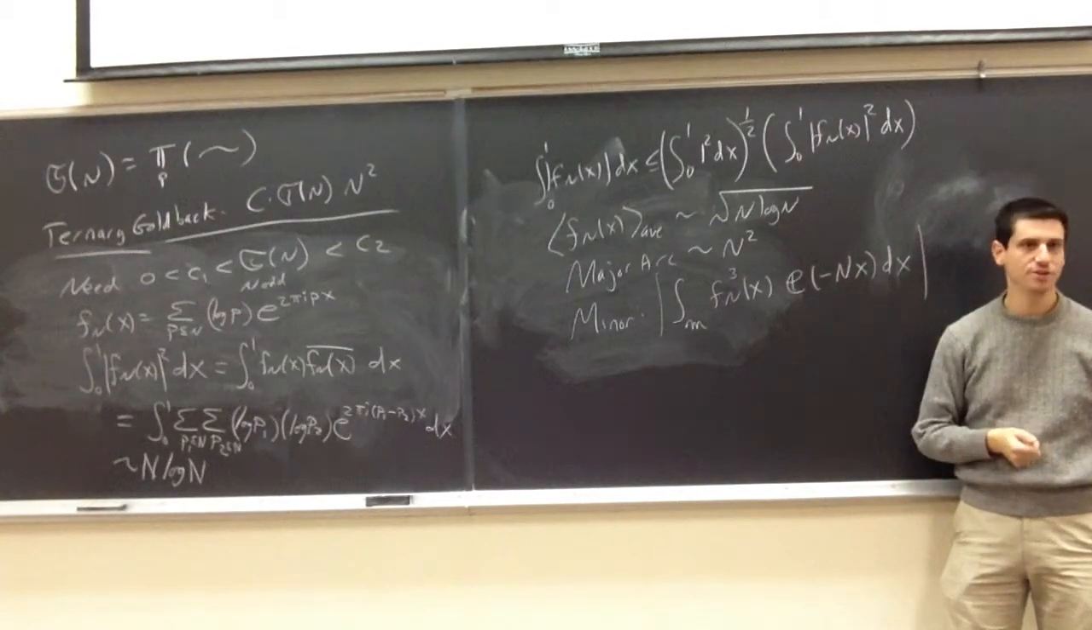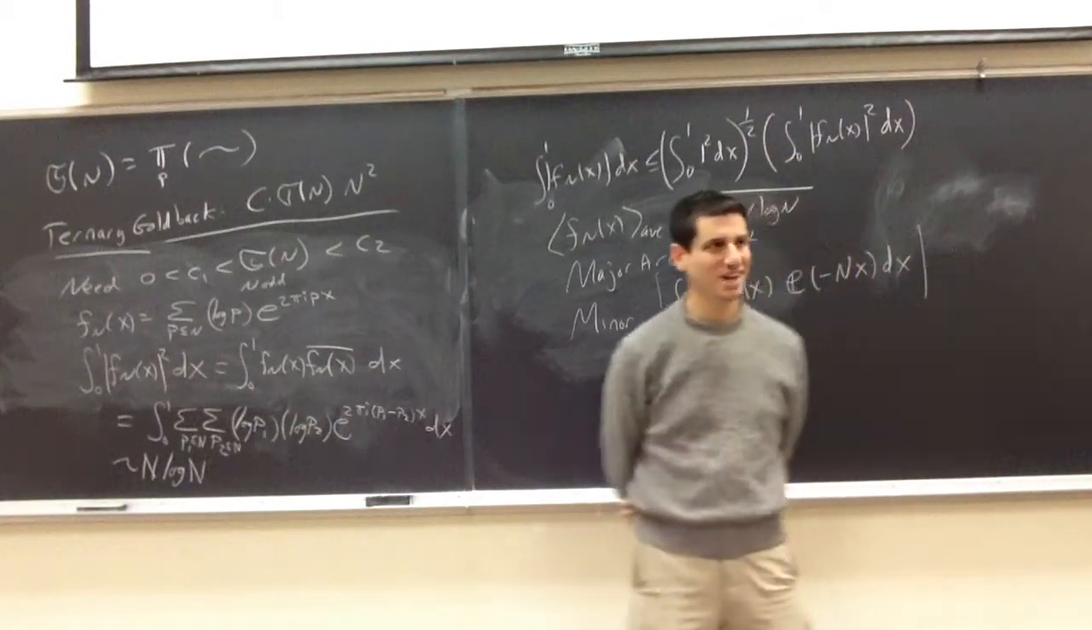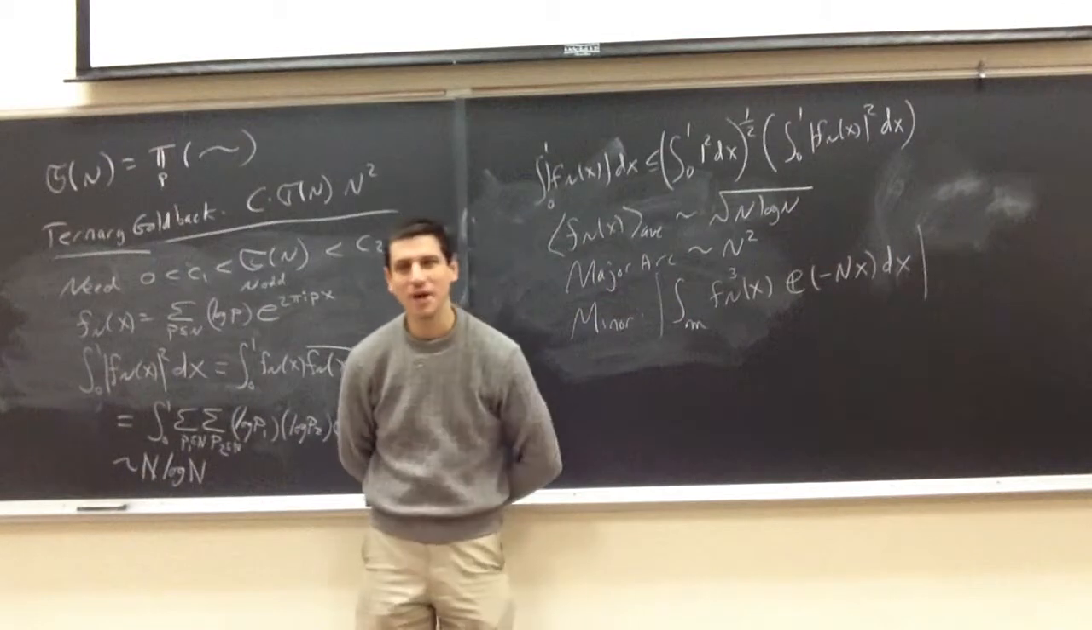What's the most common thing to do? Move the absolute value inside the integral. Good idea or bad idea?